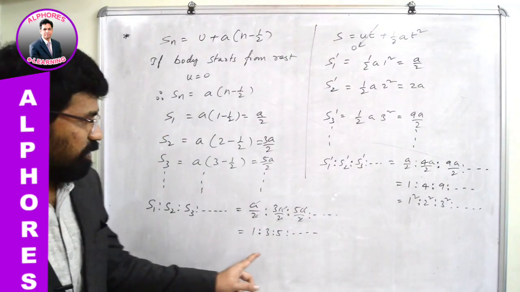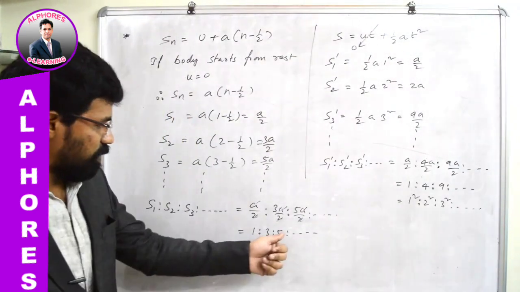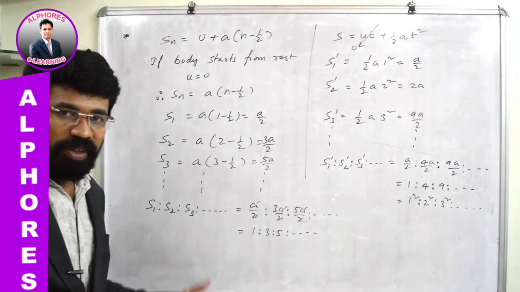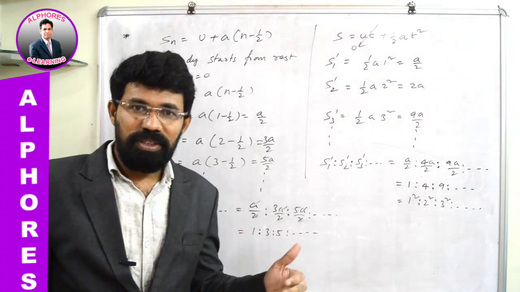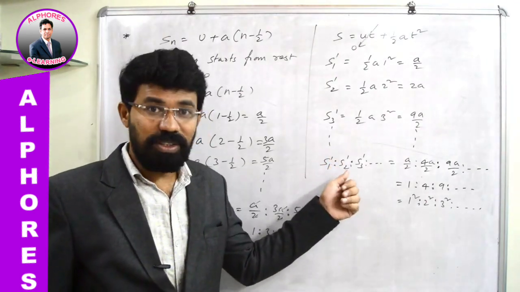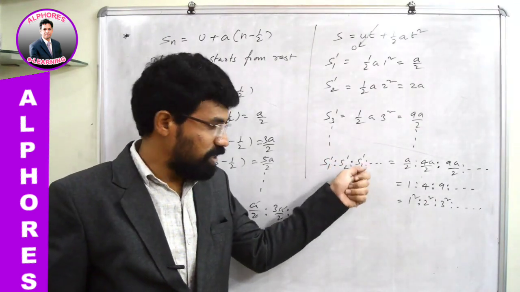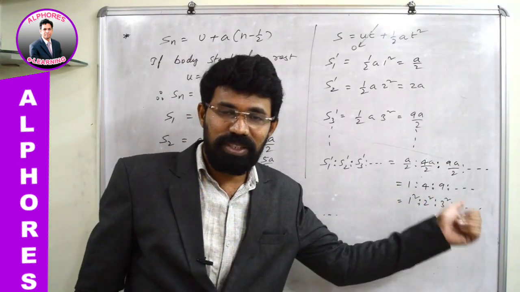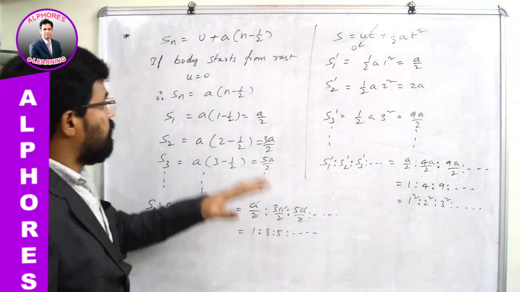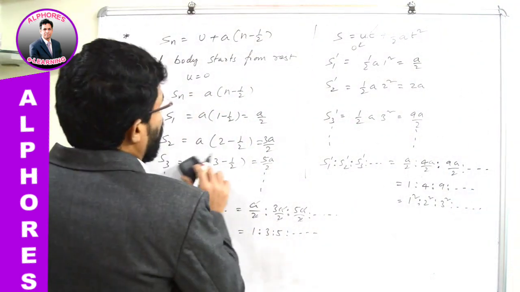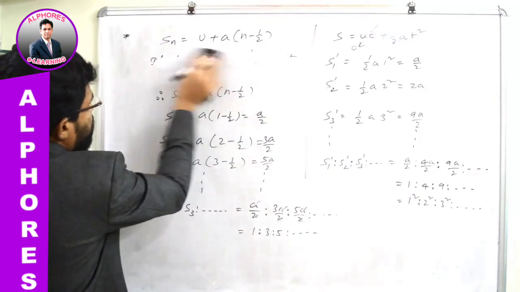I hope you are able to identify the difference between these two. Here you have odd numbers, 1 is to 3 is to 5. What are these distances? These are distances traveled by the body in consecutive seconds. And here, distance traveled in 1 second, distance traveled in 2 seconds, distance traveled in 3 seconds. If you take these distances and take the ratio, this is what you get: 1 square, 2 square, 3 square. So this is one small point that you should understand, and let me consider one more point. Let me erase this.